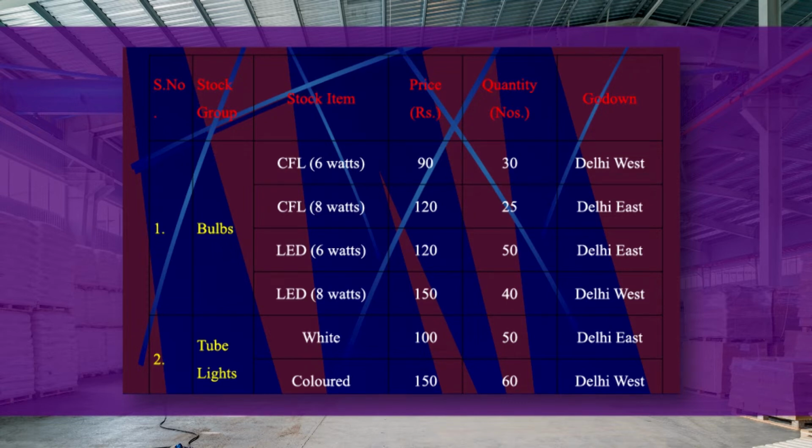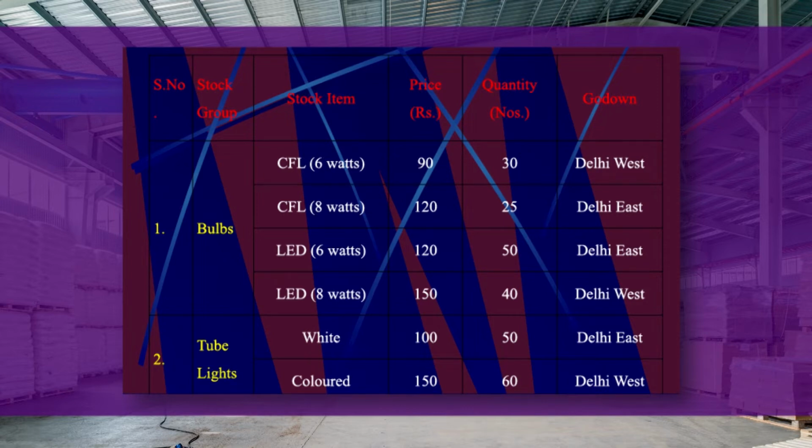Whereas LED 6 watt price is 120 and the quantity is 50 and it is stored at Delhi East. Similarly, for the tube light, we can see that the stock group is tube light, whereas stock item is white and colored. Here there is no stock category, there is just stock item and stock group. Again, the unit of measure is numbers only.